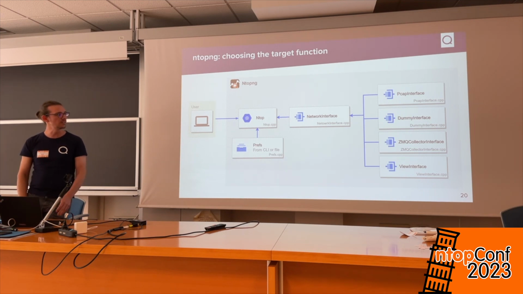There is the ZMQ collector, which collects packets from other interfaces. There are a lot of different ways. So as we can see from here, a good, interesting target to fuzz might be the prefs object, where we have the configuration file, because we will have a parser for the configuration options and everything, and it might contain some bugs.